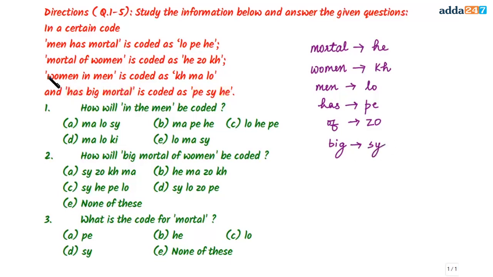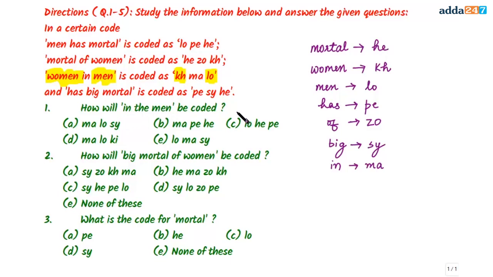Let's look at the third sentence. Here we have women and men corresponding to this. Women we have already coded as KH. Men we have coded as LO. That means in corresponds to MA. So in here corresponds to MA. So here we have the key ready, and based on this key we will answer questions from 1 to 5.